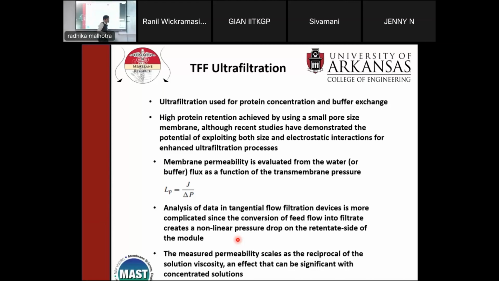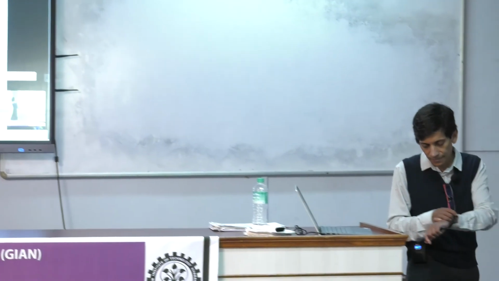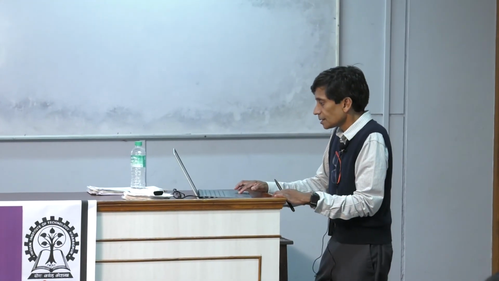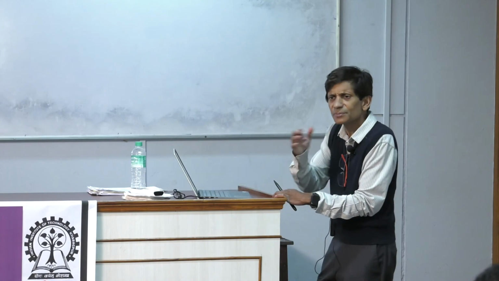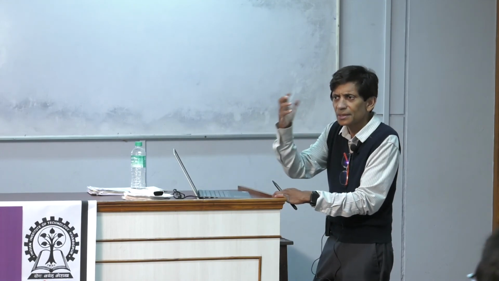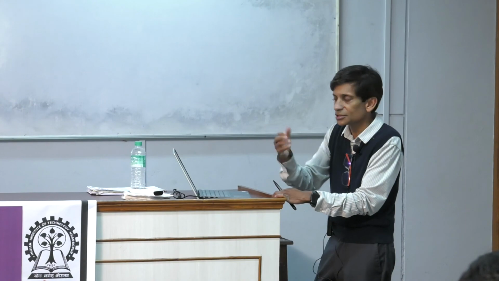And that becomes quite important because then you can have different amounts of concentration polarization. If you have a range of particles, you get a different amount of fouling. And so something I'll talk about on Thursday is something called high performance tangential flow filtration, where we try to avoid this change in TMP along the flow channel, okay? The measured permeability scales as a reciprocal of solution viscosity, an effect that can be significant with concentrated solution. I've mentioned that already, right? As the viscosity goes up, the permeability will change or the flux will change.